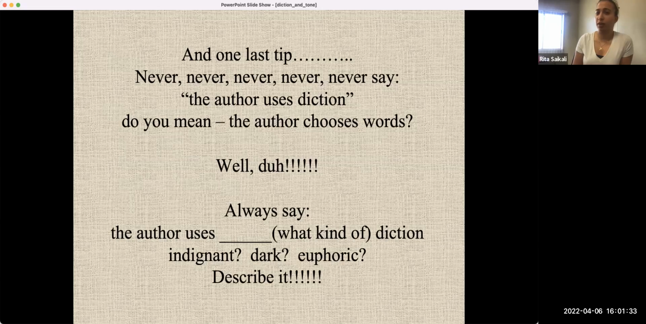Never, ever, never, whatever. The author uses diction. Do you mean the author's choice of word? Well, duh, okay. Always say the author uses whatever kind of diction, indignant, dark, euphoric, to describe it.